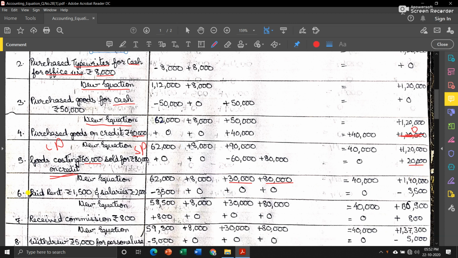Now see transaction number 6, paid rent 1,500 and paid salaries 2,000. That means we paid this rent and salaries in cash, so we will deduct the total amount, 1,500 plus 2,000, that is 3,500, from cash, nothing to do with typewriter, stock or debtors, as well as nothing to do with creditors.